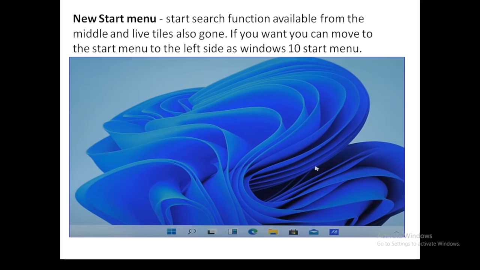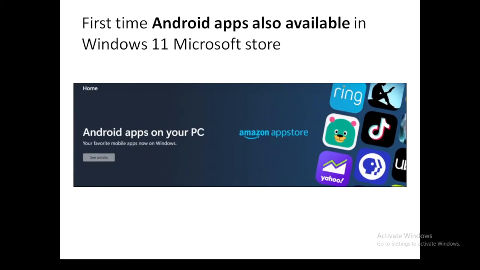Another important thing is that the light rails are also gone. When you click on the Start menu in Windows 10, you can see light rails moving around, but in Windows 11 it is a plain and neat look. Another great feature is Android apps. Now in Windows 11, Android apps are also available. We can directly install Android apps from the Microsoft Store, and we can play with them.